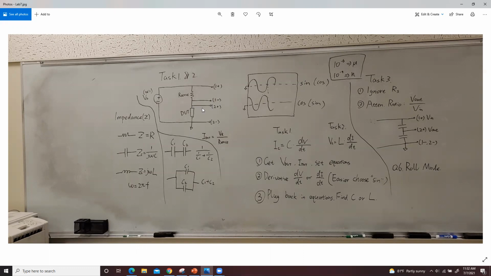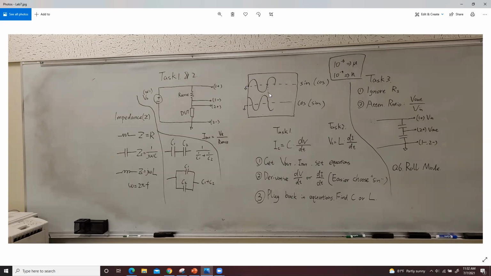After you build the circuit, you should see something like this on your scope. You have one sine wave and another sine wave with a 19 degree shift. You can define this one as a sine wave, then this one will be a cosine wave, or you can define this one as a sine wave, then this one will be a cosine wave. They just have a 19 degree phase shift.